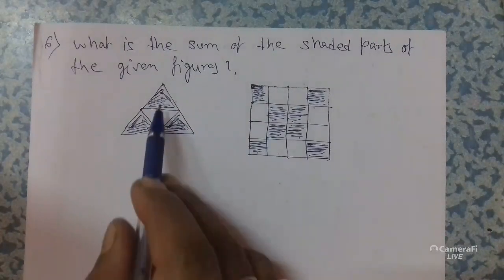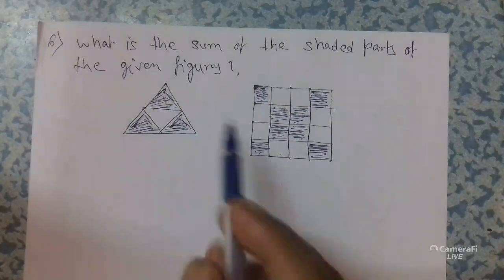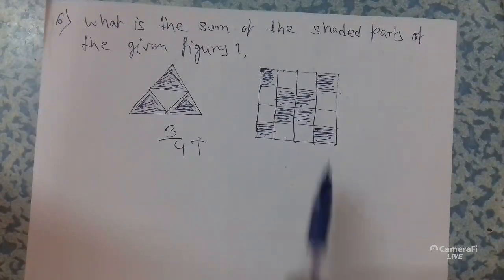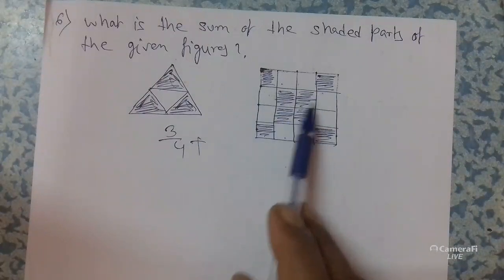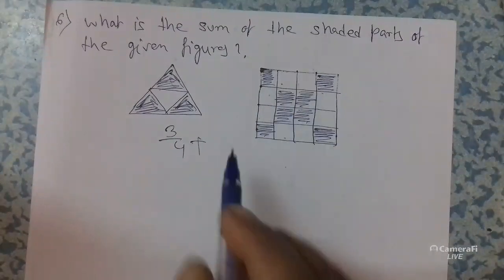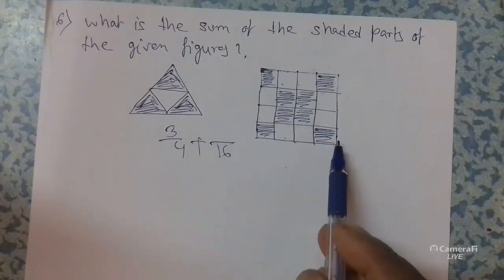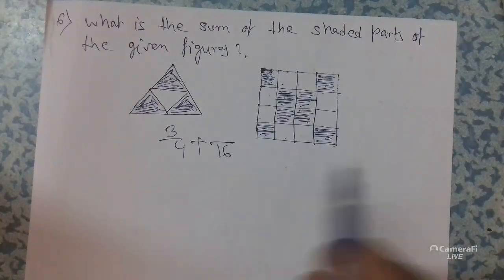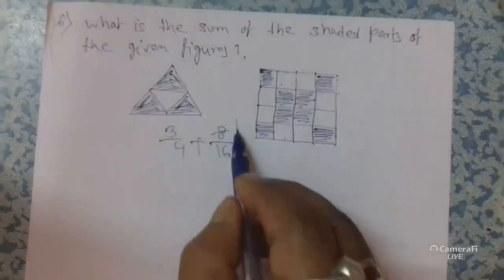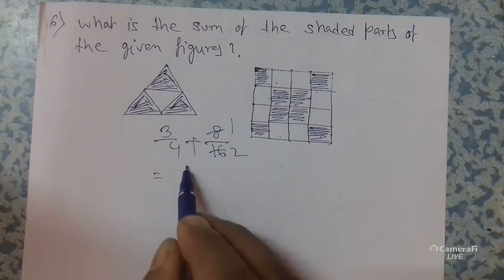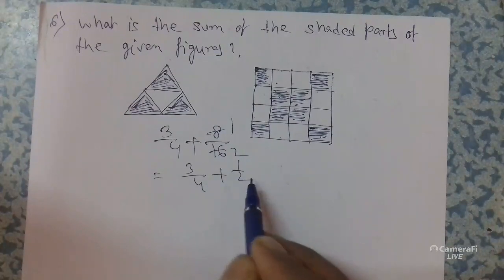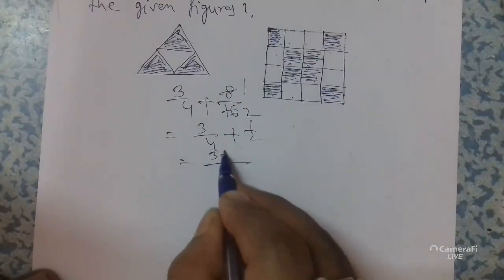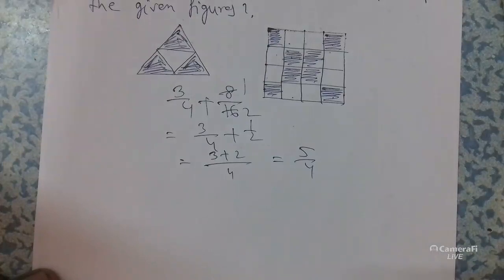So first one, there are a total of 4 parts and 3 are shaded. So this one is 3 by 4 plus, and here a total of 16 parts are there, and out of 16 parts, 1, 2, 3, 4, 5, 6, 7, 8, 8 portions are shaded. So it will be 1 by 2. So we have to calculate 3 by 4 plus 1 by 2. Now calculate it. It will be 5 by 4.